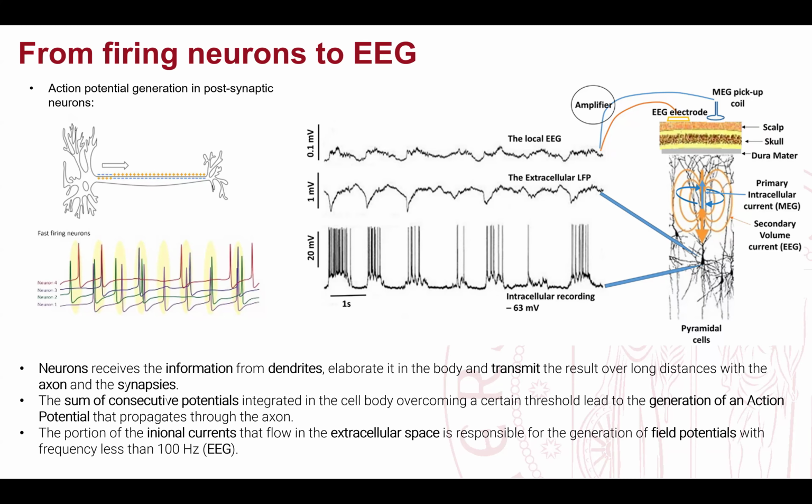Once it is generated in the cell body, it propagates all over the axon. It arrives at the synapses, and then it is propagated to the other neurons that receive it through their dendrites, and so on and so forth. We have thousands and thousands of neurons in our brain, all working in this way.